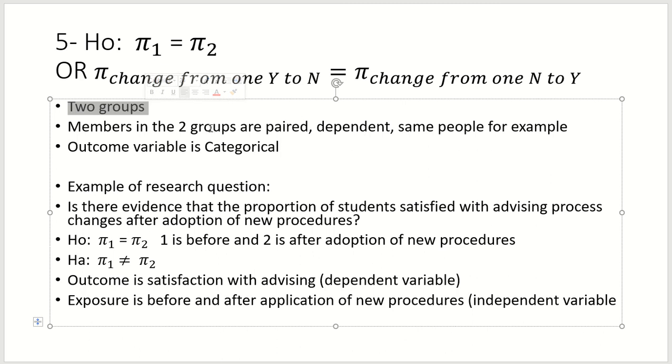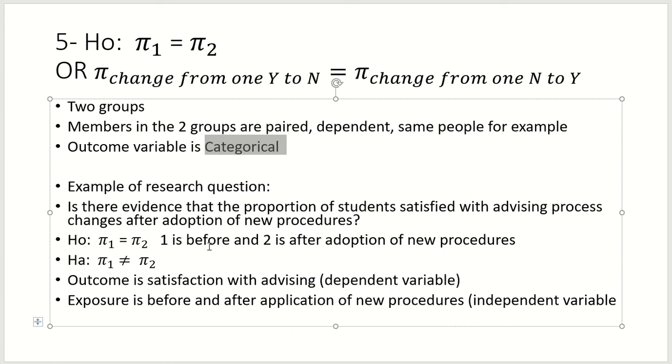So how many groups do we have? We have two groups. Members in the two groups are paired, meaning the groups are dependent. You can think about it as if it's the same people in every group, for example. And the outcome here is categorical. Here's an example. Is there evidence that the proportion of students satisfied with the advising process changes after adoption of new procedures? So what we did here is we got a group of students and we asked them if they were satisfied with the advising. And then we introduce a change in the advising process, maybe the next semester, and we get the same people. It's very important here to get the same students. And after they went through the new advising procedure, you ask them, are you satisfied or not?